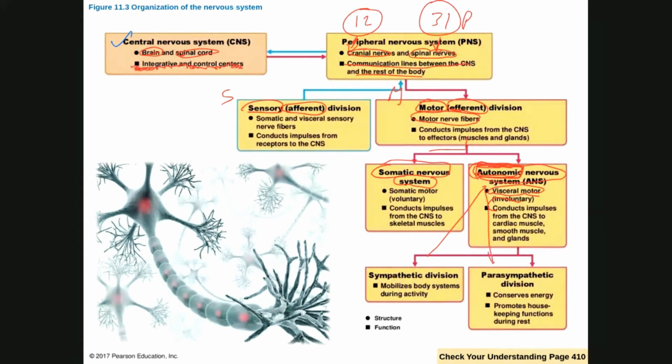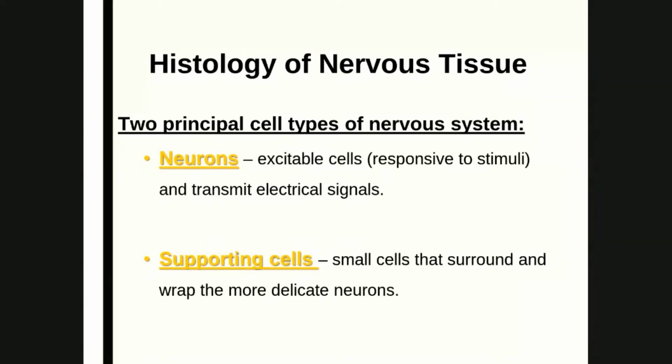Sympathetic and parasympathetic. I'll explain how the sympathetic and parasympathetic nerves act in a balance and control the visceral organs. Next, coming to histology, that is the microscopic study of nervous tissues. There are two types of nervous cells. One is the neuron. The neuron is the structural and functional unit of the nervous system.